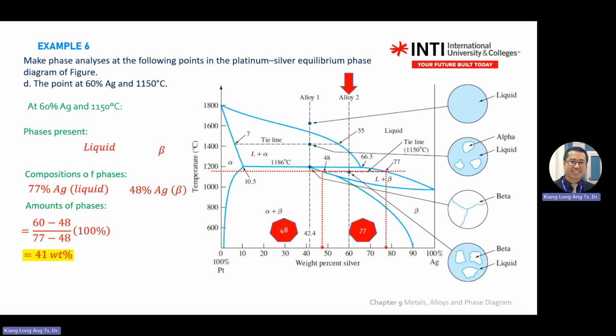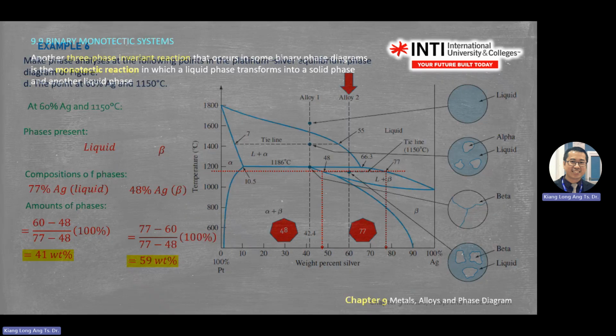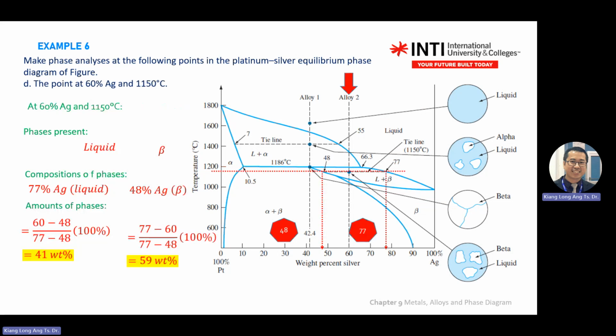So this one is not accurate. In your answer, you should give about three significant figures or three decimal places. So these are important templates. If the question asks you for phase analysis, you need to start with phases present, composition, and amount of phases. These are the template, and we will mark according to this.